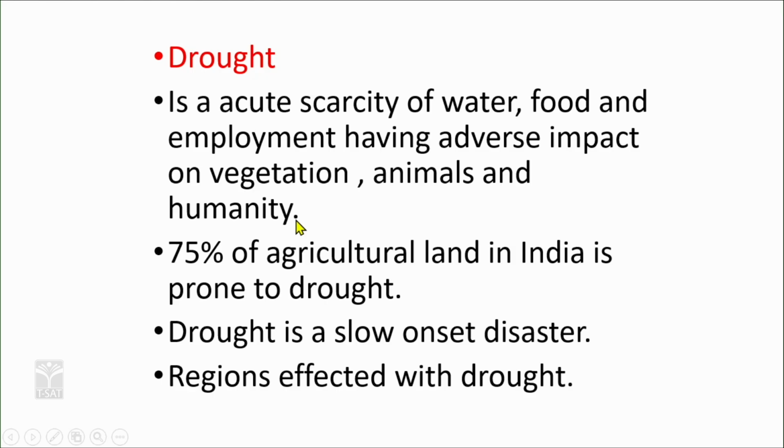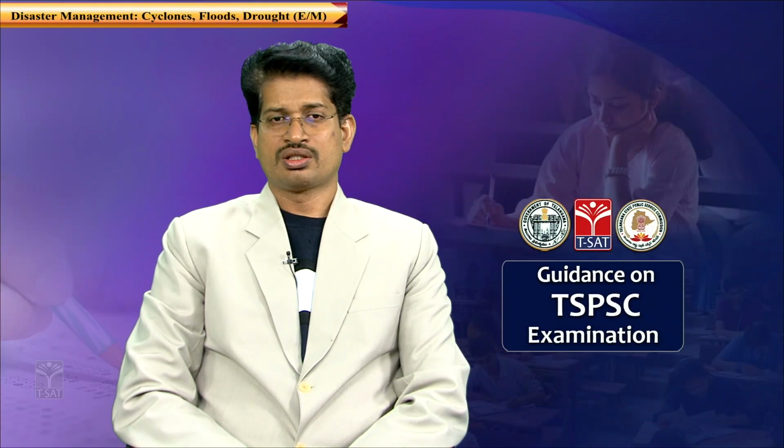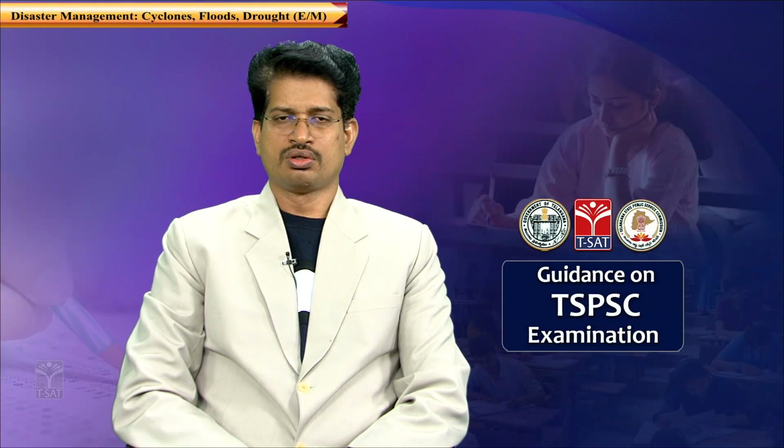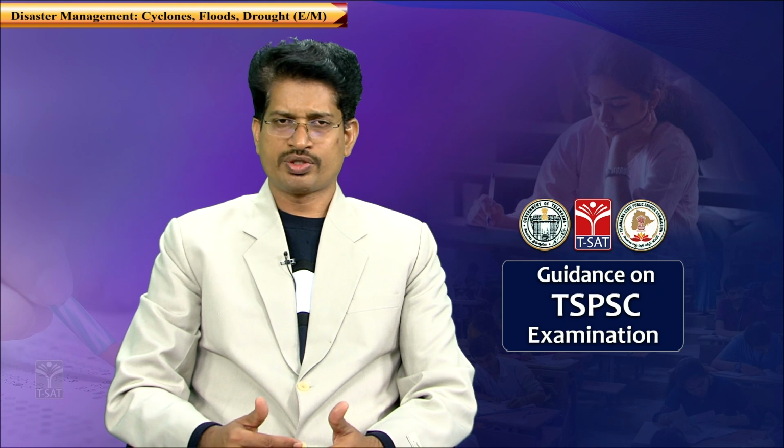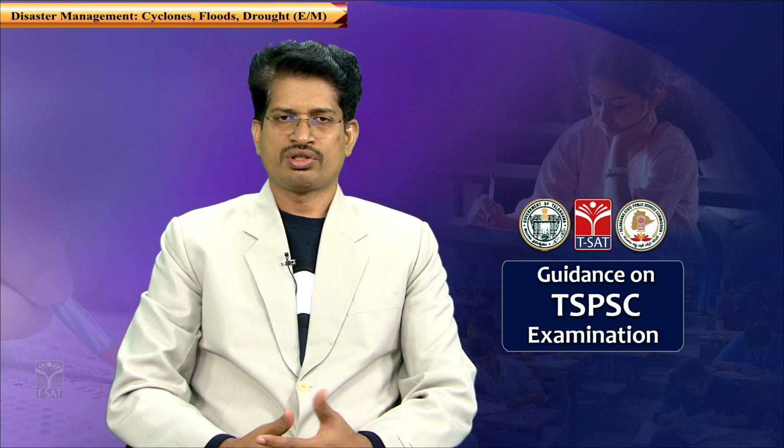So regions affected by drought, as I have specified to you in the case of the map being depicted to you, you need to demarcate it with the help of a map. Drought is also caused by improper water management. So when there is precipitation, when you adopt different techniques, for example, deforestation may lead to drought.